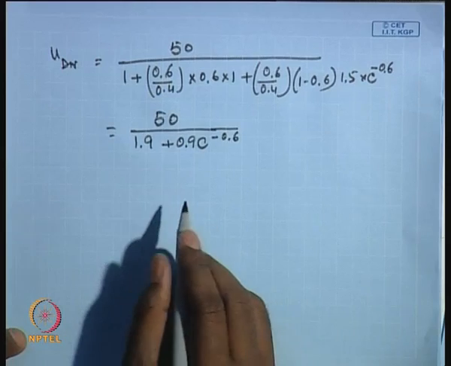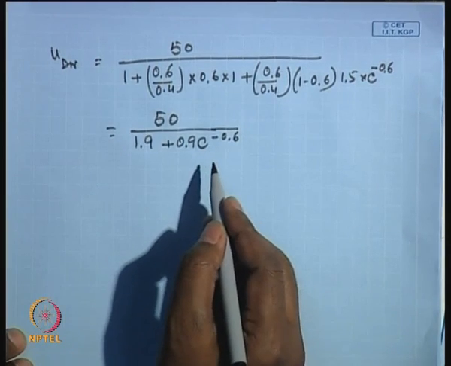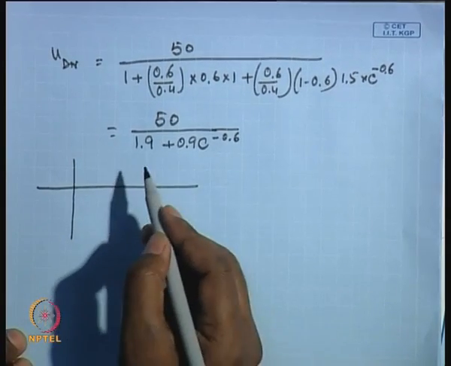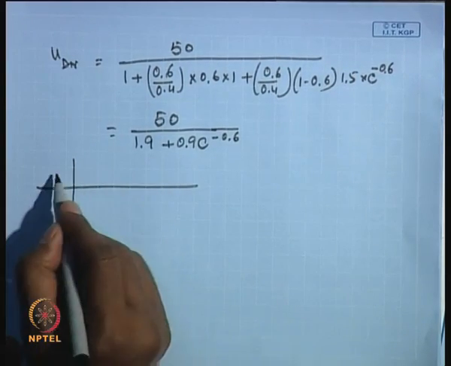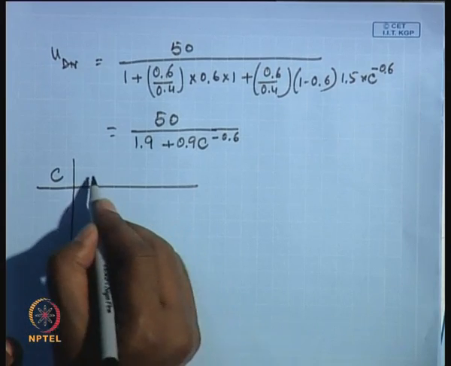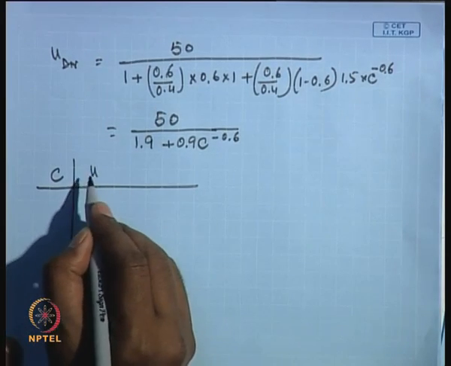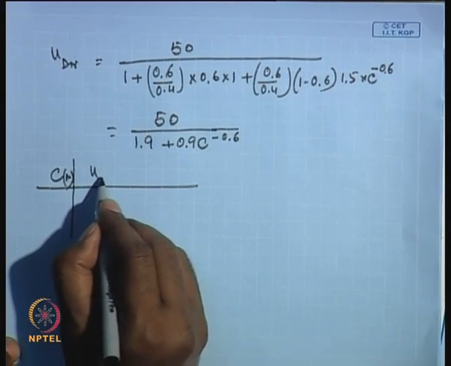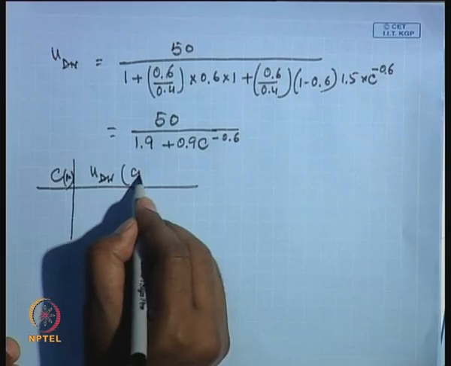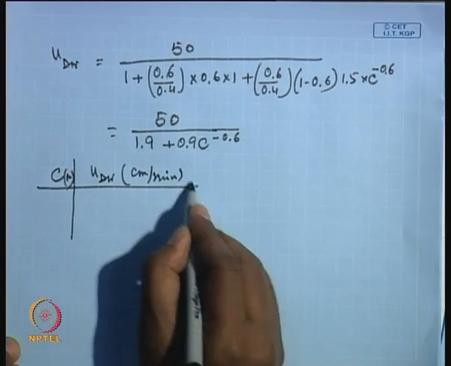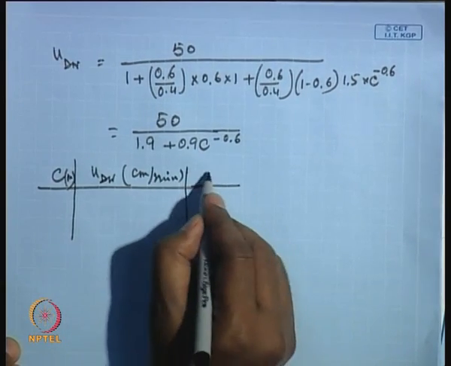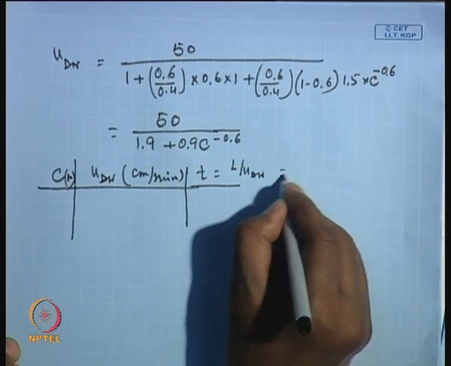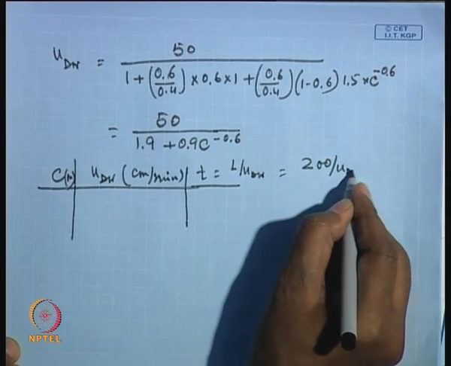Now, for different values of c at the outlet, you will be getting different residence times. So, c versus time will look something like this. C is in molar concentration, and UDW will be in centimeter per minute. You can prepare this table, and this time will be nothing but L by UDW. So, it will be 200 divided by UDW.